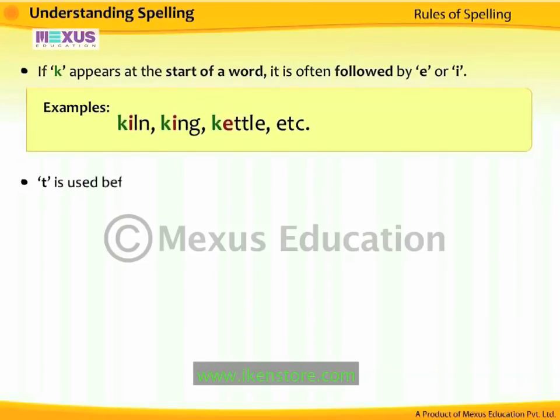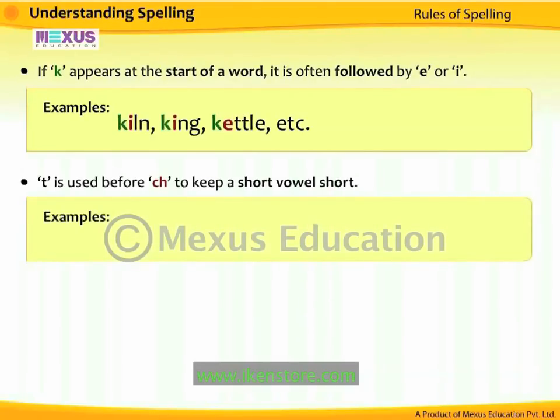T is used before CH to keep a short vowel short. For example, C-A-T-C-H, catch. L-A-T-C-H, latch. S-T-I-T-C-H, stitch. W-R-E-T-C-H-E-D, wretched, etc.